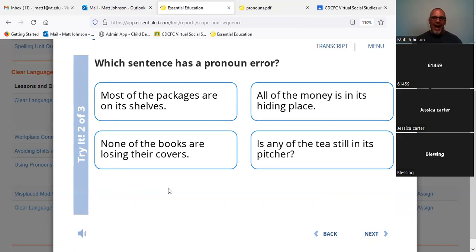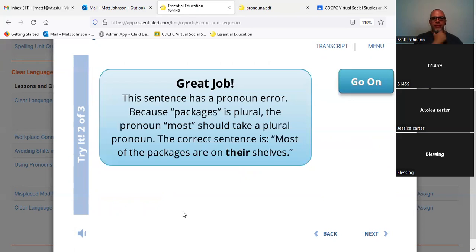So the packages, that's our antecedent, right? That's the subject. Its is the pronoun. So its would be singular, right? It's talking about one thing, not multiple things, which would be packages. Great job! This sentence has a pronoun error because packages is plural. The pronoun most should take a plural pronoun. The correct sentence is, most of the packages are on their shelves.